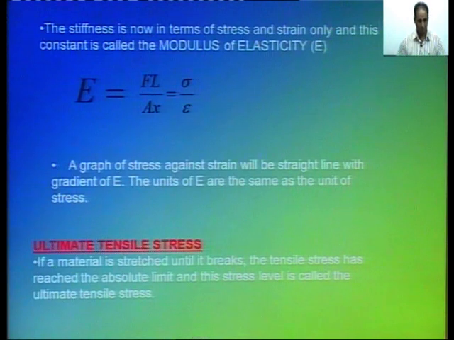I define another term, ultimate tensile stress. If a material is stressed until it breaks, up to the maximum value, the material is stretched up to the maximum load until it breaks, the tensile stress has reached the absolute limit, and this stress level is called the ultimate tensile stress. That means the specimen takes the maximum stress under loading.